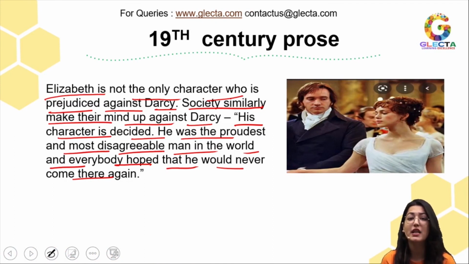Here we can see that Darcy is a symbol of pride, and Elizabeth is the symbol of prejudice in their own mindset. So yeah, we have discussed all of the crucial points of Pride and Prejudice, and this is the end of this session.